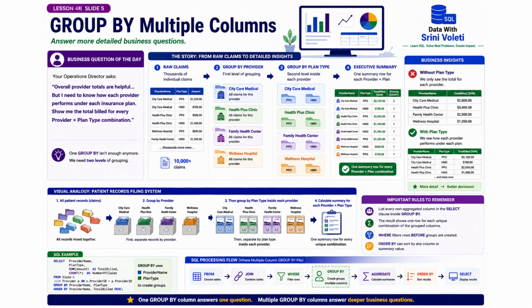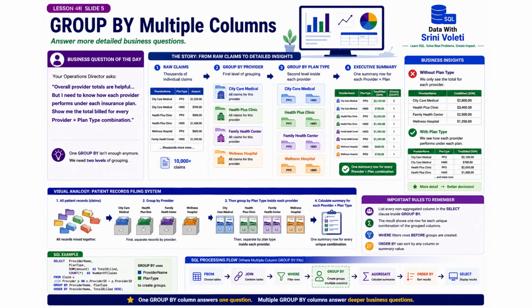Once these groups are created, SQL calculates the summaries for every unique combination. Instead of one total per City Care Medical, we now have one total for City Care Medical PPO, another for City Care Medical HMO, and so on for every provider and every plan. Now our operations director has exactly the report needed to compare performance across different insurance plans by provider.